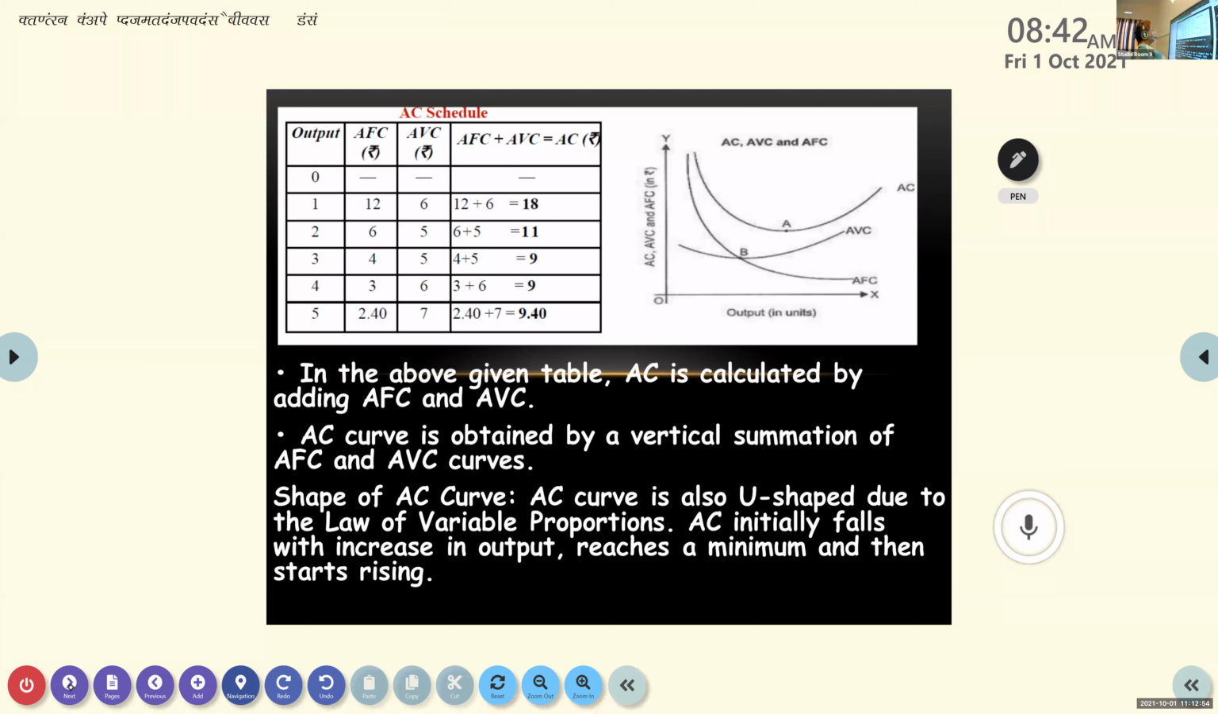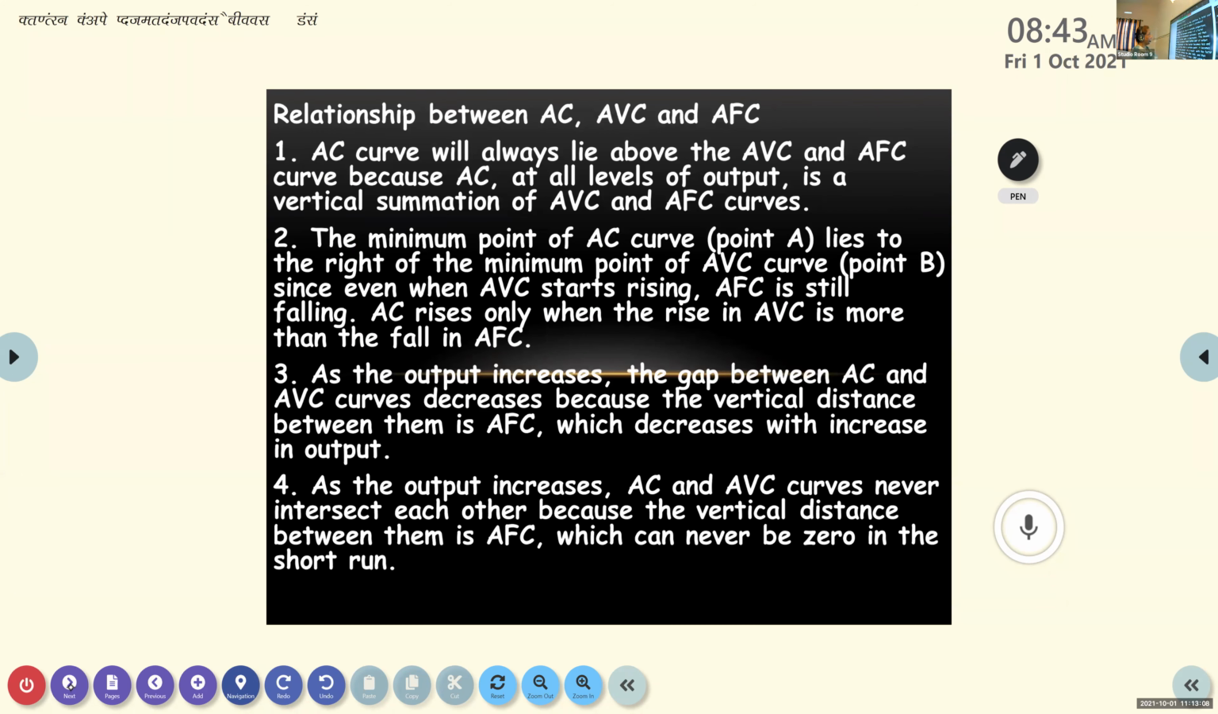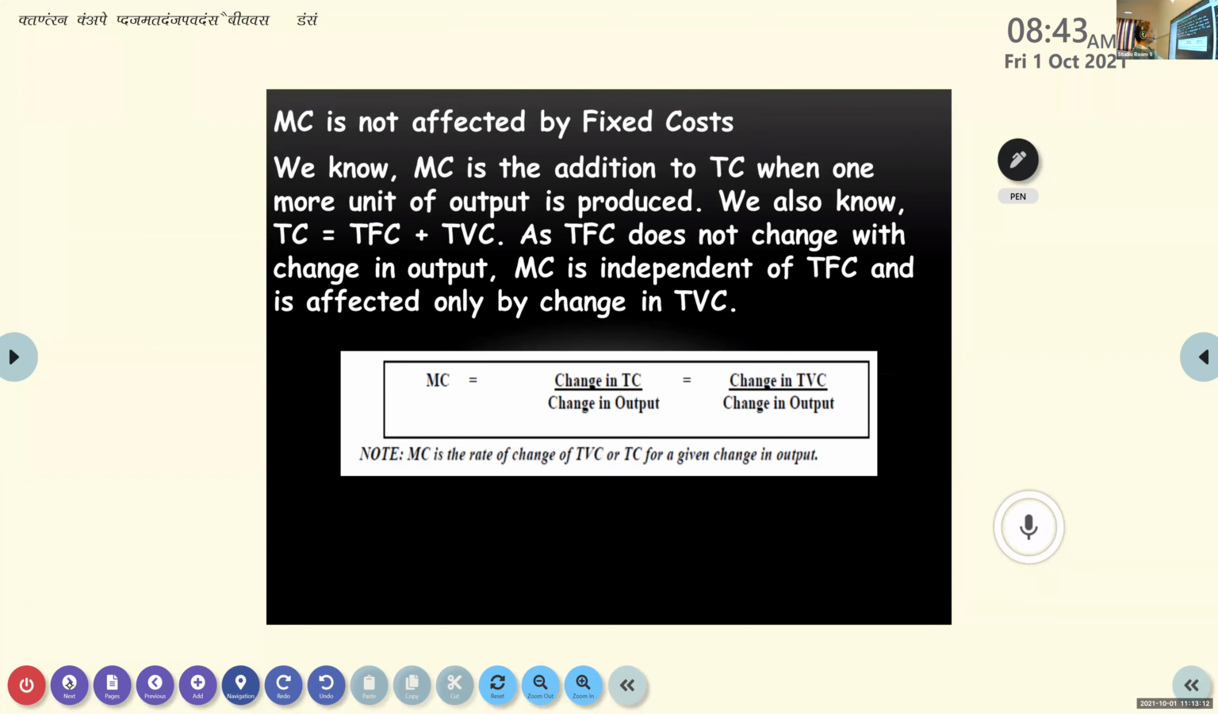Okay. Now next, I showed you these three curves together. AVC and AFC both together give you AC. So AC always lies above. Next, I told you the relationship between them. Now we'll come to marginal cost. What is the formula to find marginal cost, Vishnu?